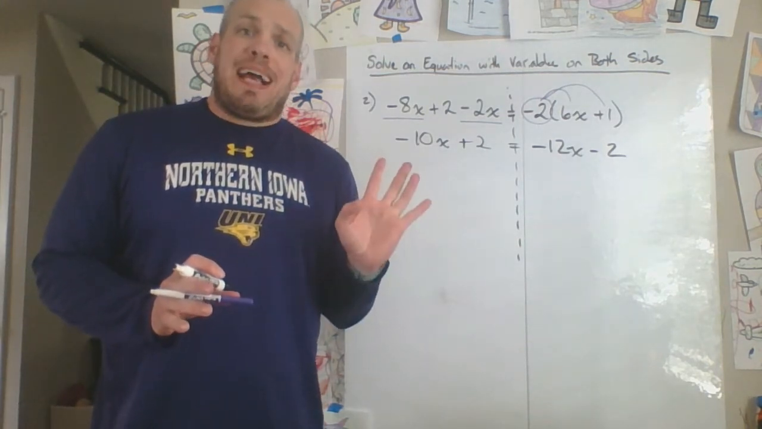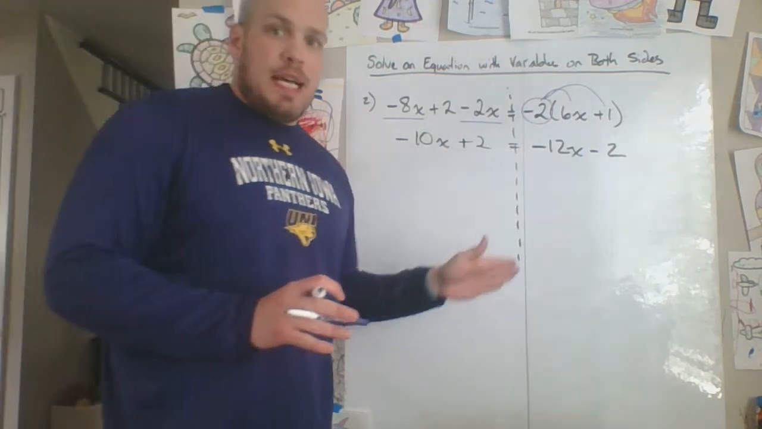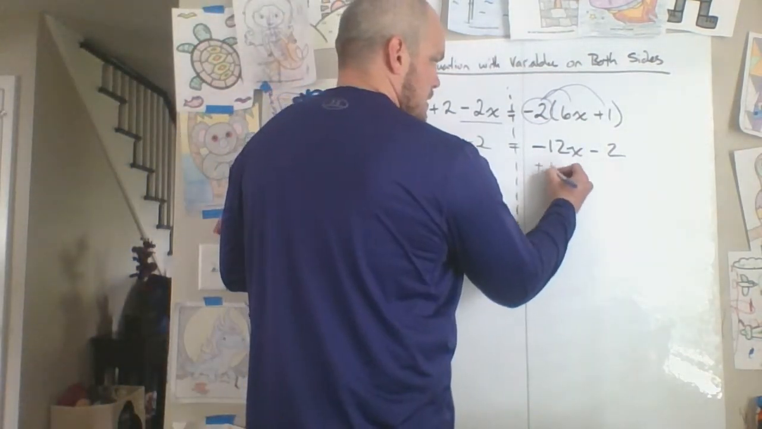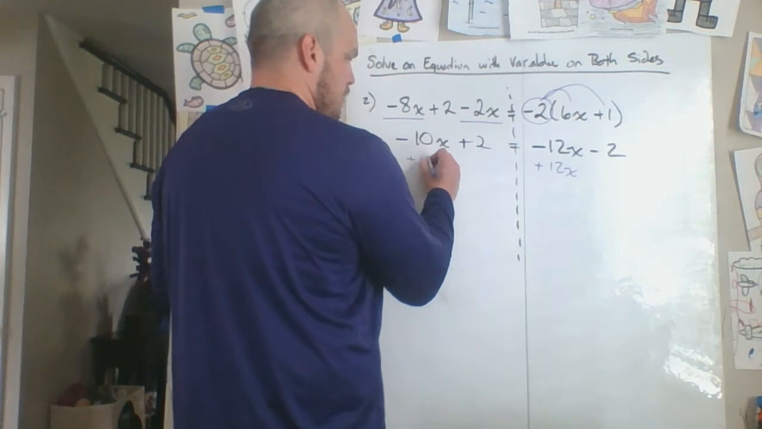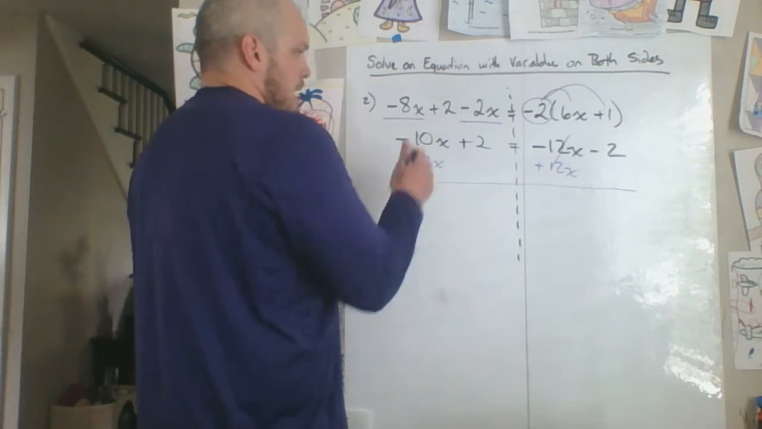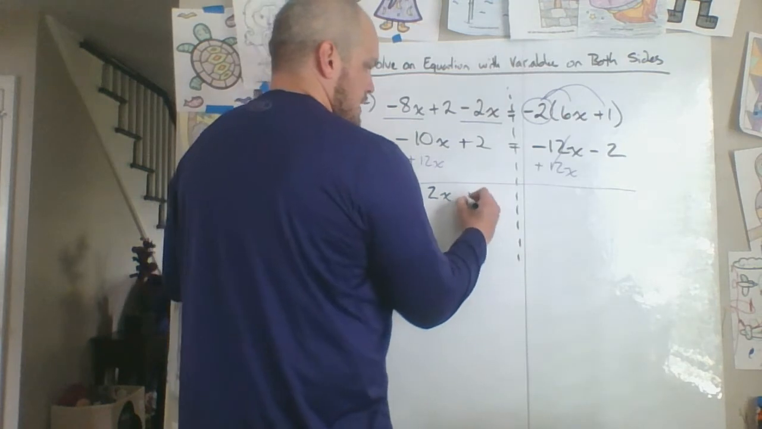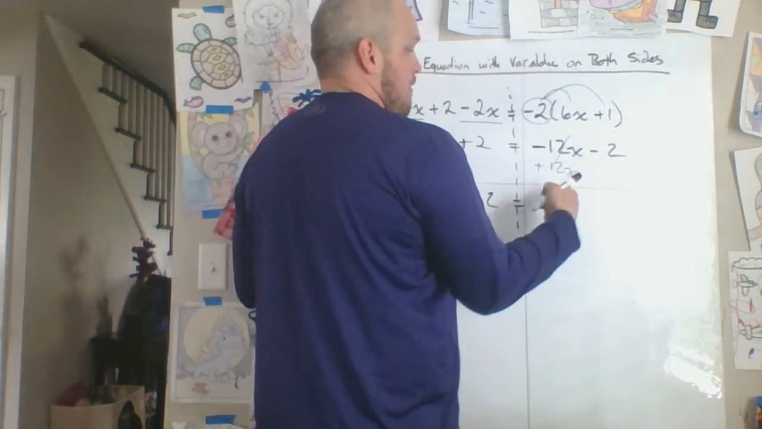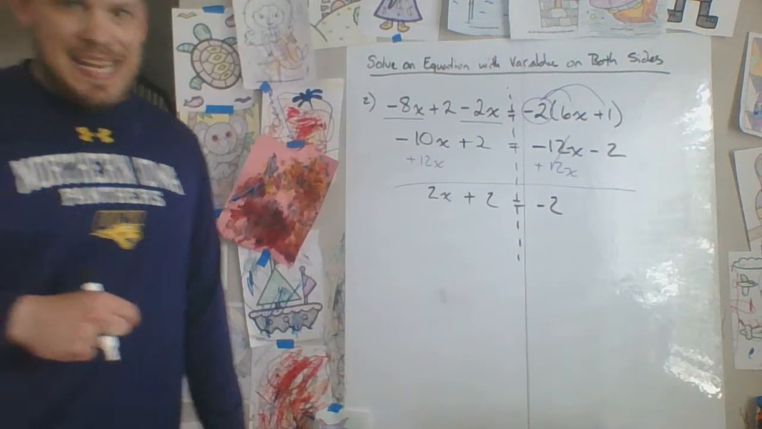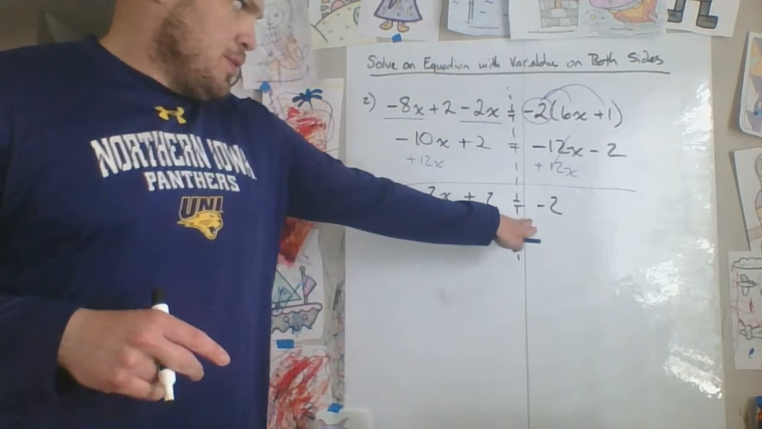Now we need to get all of our variable terms to one side. We can either add 10x to both sides or add 12x to both sides. I like to add 12x in this situation. That way my coefficient for my variable term is positive. When I do that, negative 10x plus 12x is 2x, plus 2 equals, on the right-hand side, my 12x's subtract out. I'm left with just negative 2. Remember that negative 2 stays. The minus 2 becomes negative 2. Now we have 2x plus 2 equals negative 2.